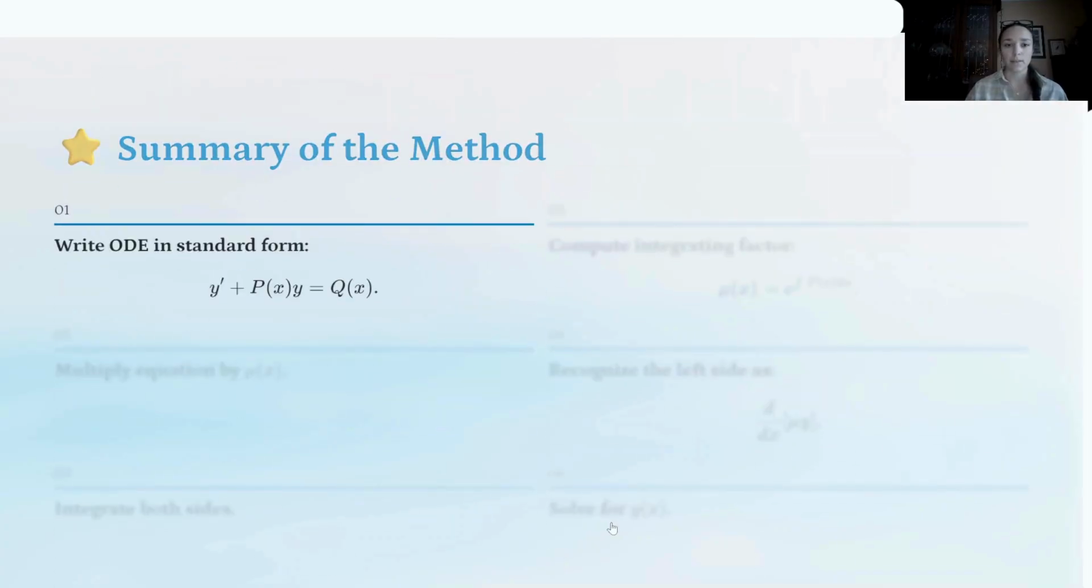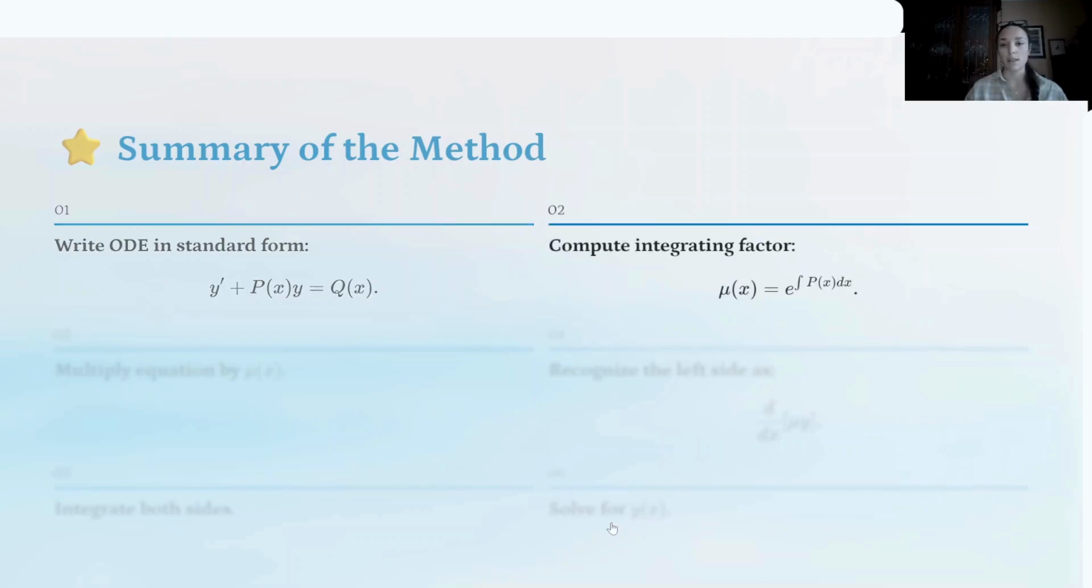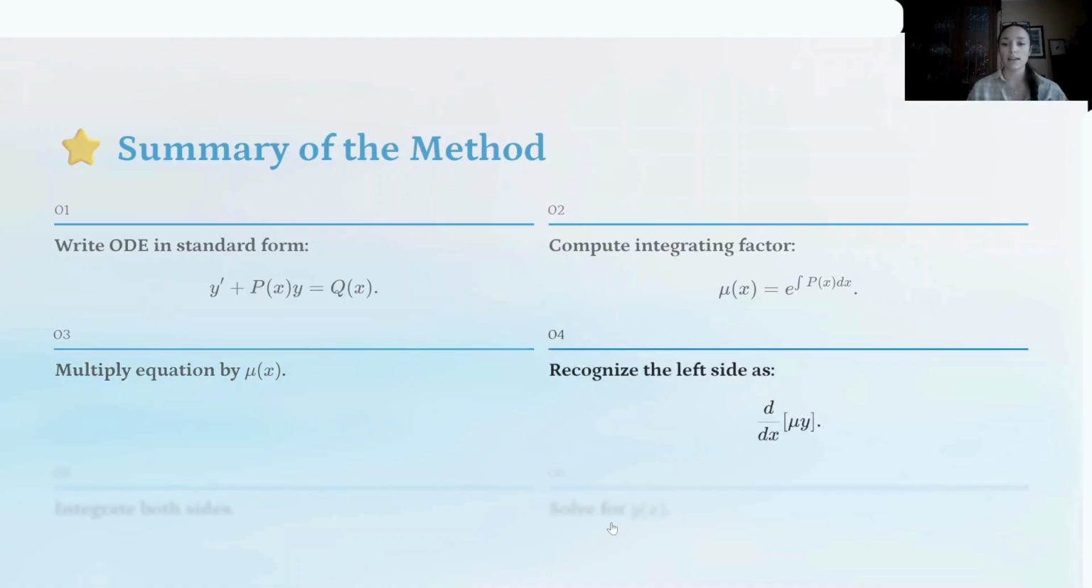So here's a summary of our method. First, we have our ODE in standard form. We then compute our integrating factor. We multiply both sides of our equation by our integrating factor. We recognize that our left-hand side is simply the derivative of our integrating factor times y, so we use that reverse product rule. We then integrate both sides of our equation and solve for y of x. And again, if we had an initial condition, we would use that to get an exact solution instead of just a general solution.